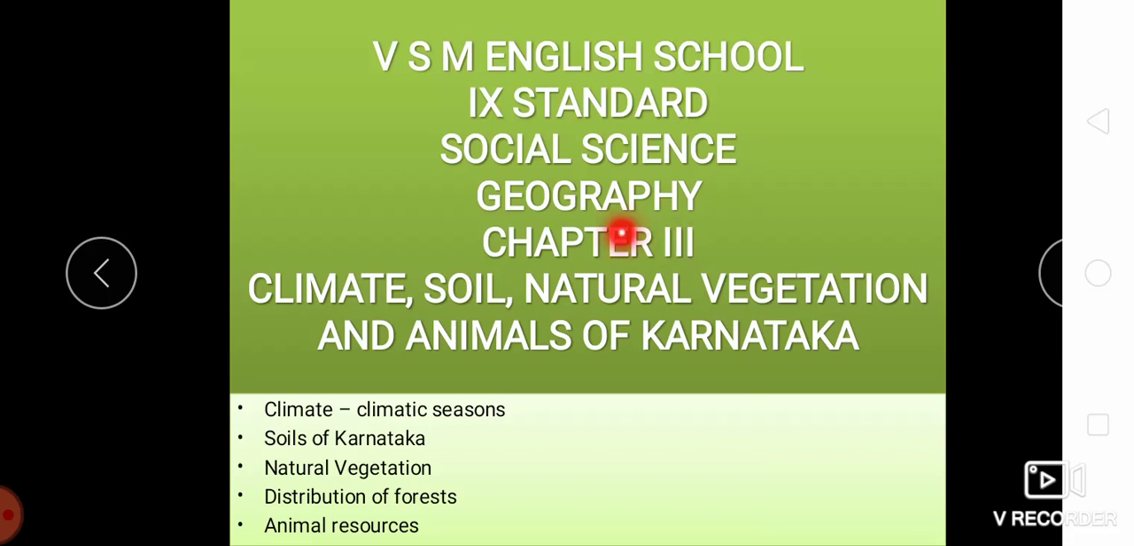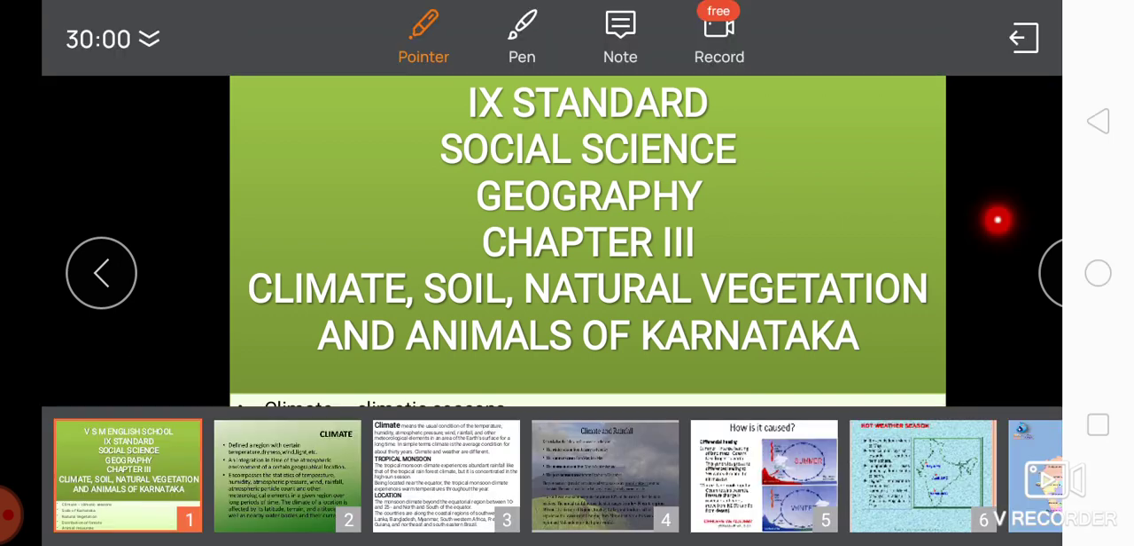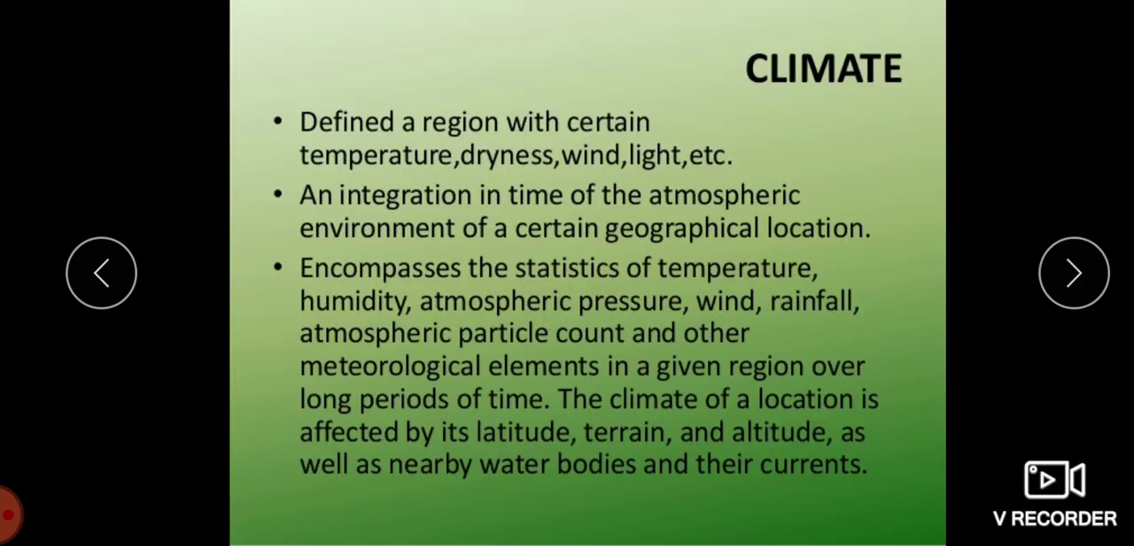Your social science geography class, chapter 3: climate, soil, natural vegetation and animals of Karnataka. The main learning objectives of this chapter are climate, climatic seasons, soils of Karnataka, natural vegetation, distribution of forest and animal resources. So children, now we will know about the climate.